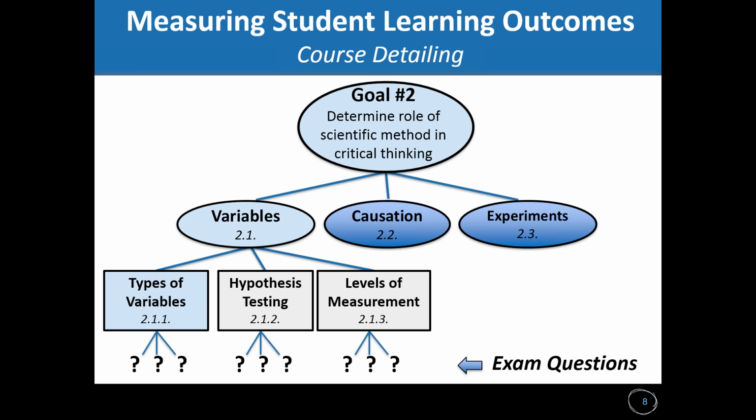So if we were to follow this path from goal 2 to variables, 2.1, and this path goes down to types of variables at 2.1.1, we can see that there is a link between these. If we ask the right questions, they're worded correctly, we've got the right answer categories, and everything's working the way it should, then from those exam questions that fall underneath types of variables, we can get a good understanding about what that aspect of the course goal looks like.